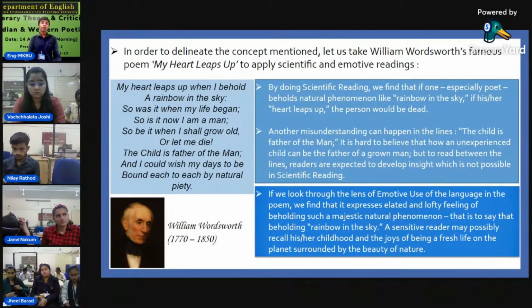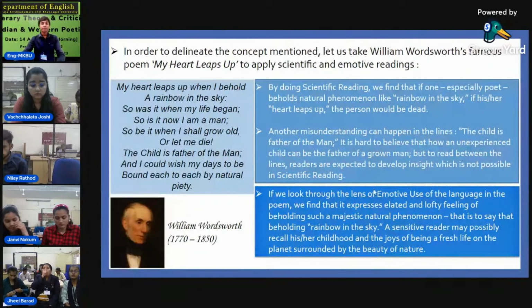So here, for example, I have taken an example from the poetry written by William Wordsworth. In order to delineate the concept mentioned, let us take William Wordsworth's famous poem "My Heart Leaps Up" to apply scientific and emotive reading. So how can we read this poem both ways? It is a very short poem. First I will peruse through the poem.